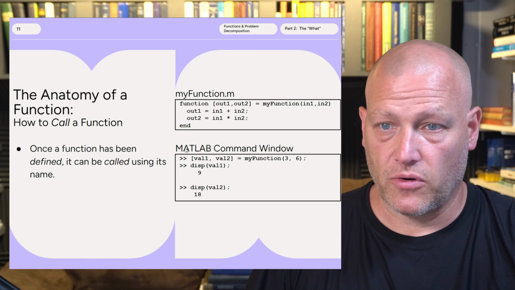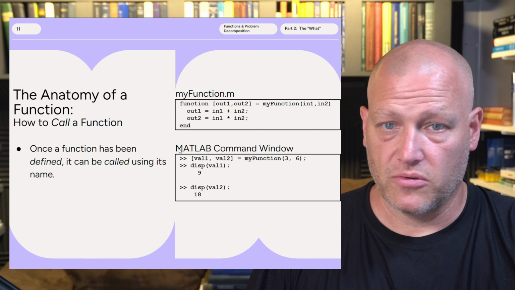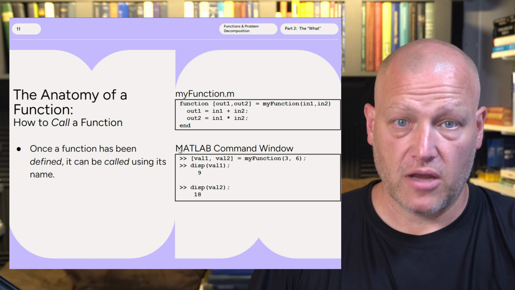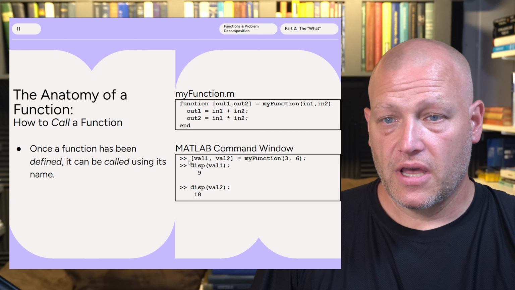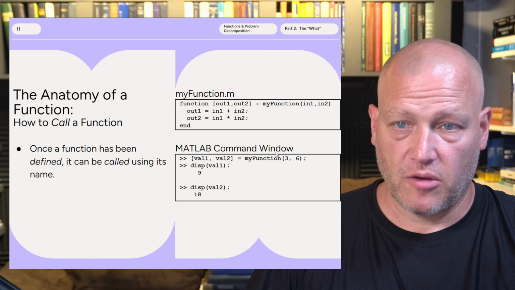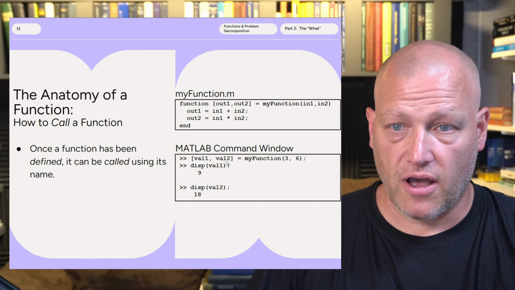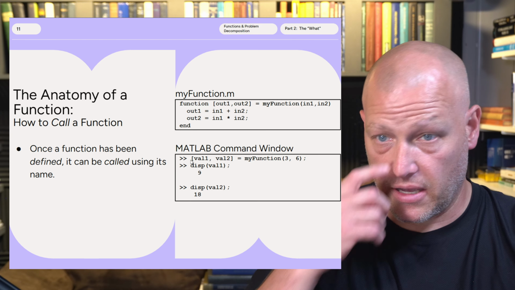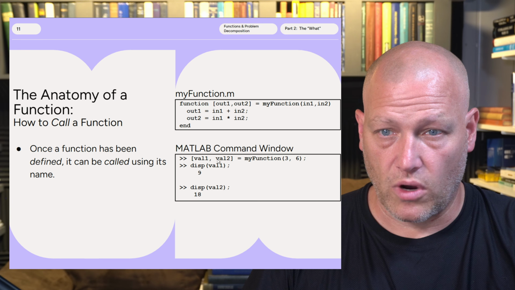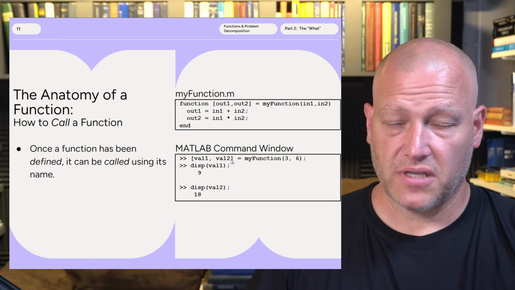Right now we're just going to focus on the bare bones implementation, which is calling the function from within the command window. Just imagine that we have an instance of MATLAB running right now. This is what the command window would look like. You start off with creating a little vector, these val1, val2 variables inside of square brackets.